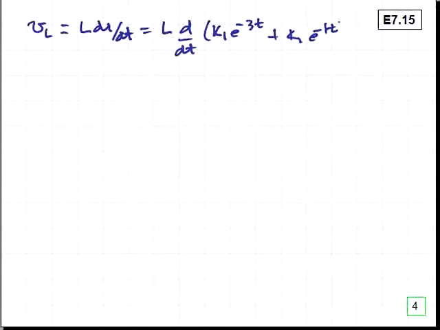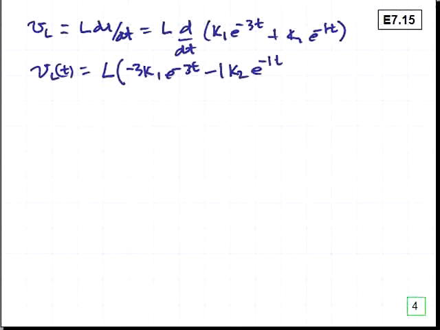Recall that V sub L is equal to L di dt. We're going to differentiate our assumed form of the current, which is K1 e to the minus 3t plus K2 e to the minus 1t. V sub L of t is equal to L times minus 3K1 e to the minus 3t minus 1K2 e to the minus 1t.